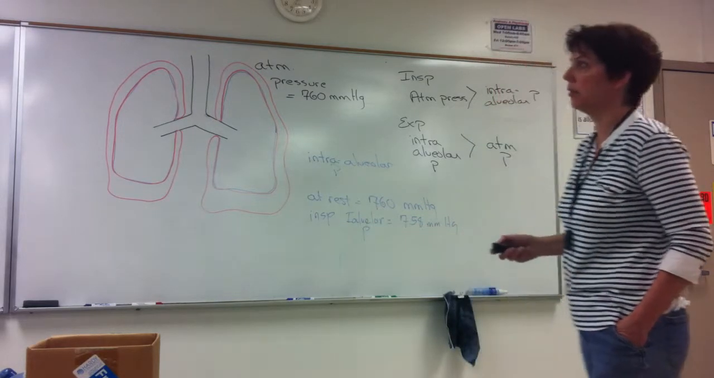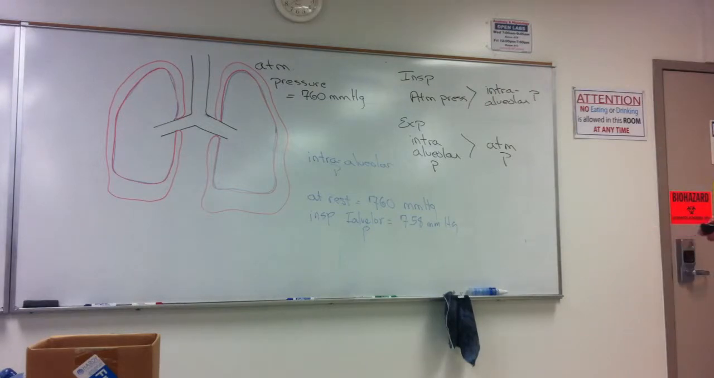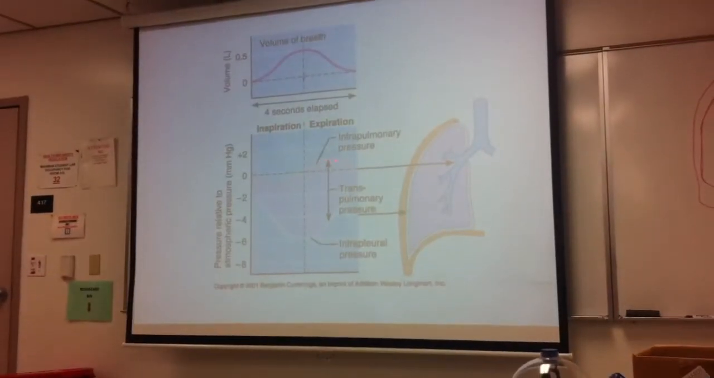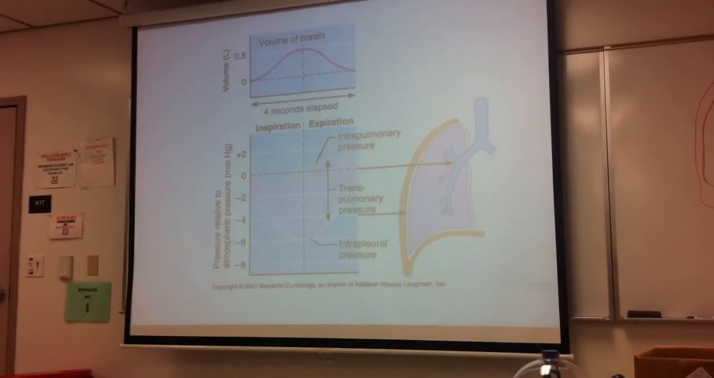So if we look at this graph here, it's hard to see the line, but this line right here is showing intraalveolar pressure. Atmospheric pressure is not going to change. I don't move up to 10,000 feet with every inspiration and move back down to sea level with every expiration. All right, so atmospheric pressure is going to stay the same. So the 0 here is really our 760 if we're at sea level.